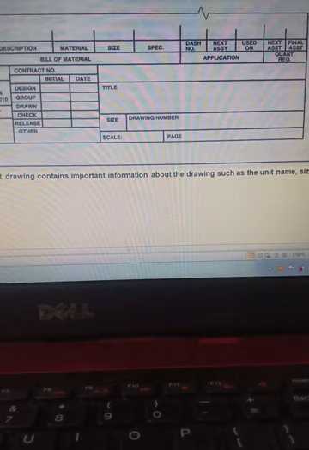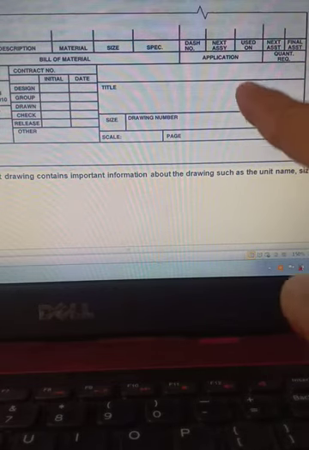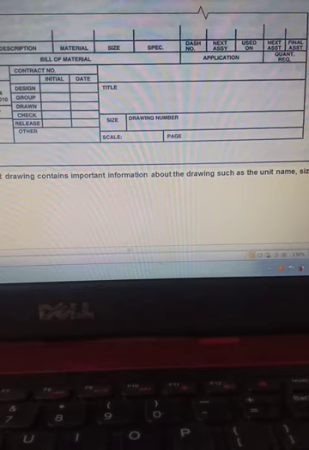Okay, and then we have here also the application. So for the application, the block marked application indicates where the part is used. So asa nimo gigamit, it shows the model of the aircraft the part is used on and the part number of the next assembly. Also indicated is the quantity of parts needed for both the next assembly and the final assembly.